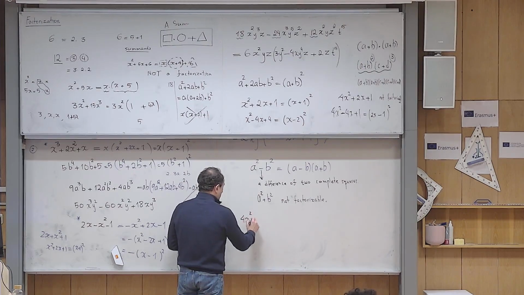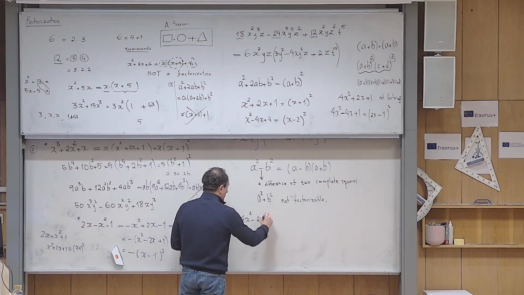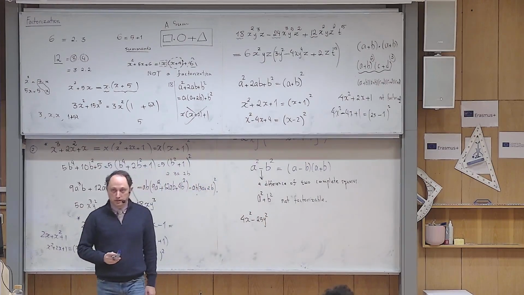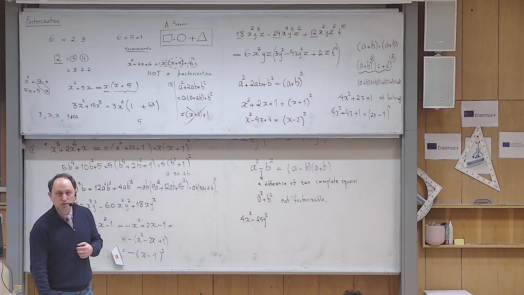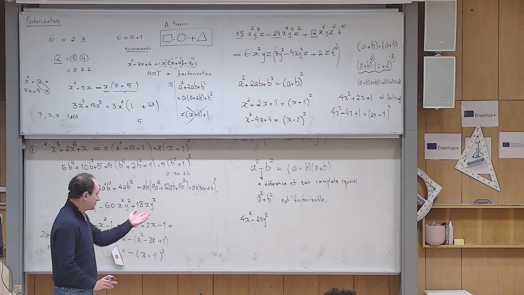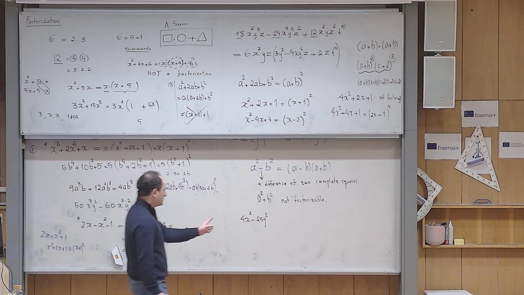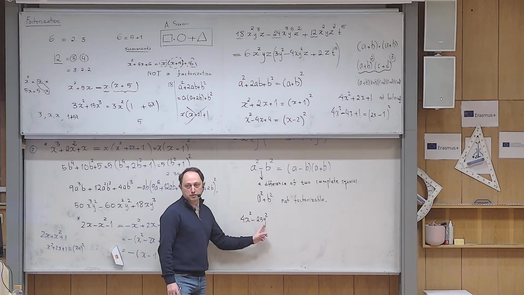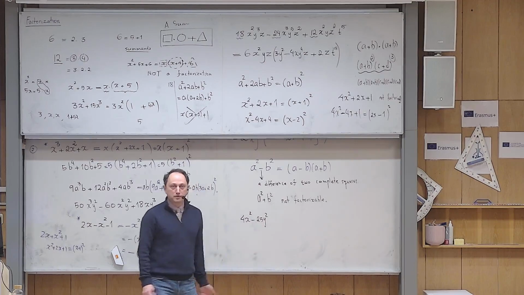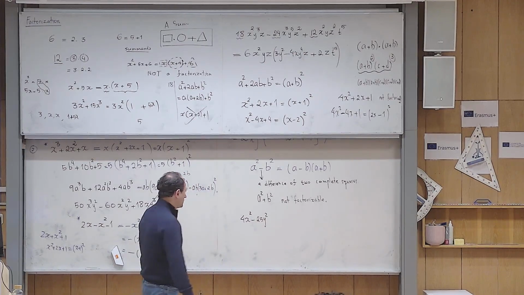4x squared minus 25y squared. If I give you this in the exam to factorize, it is easy to catch the idea, because the pattern is very clear. First of all, you have two terms, and the sign between them is negative, and they are complete squares. So whenever this happens, you remind yourself of the conjugate rule.